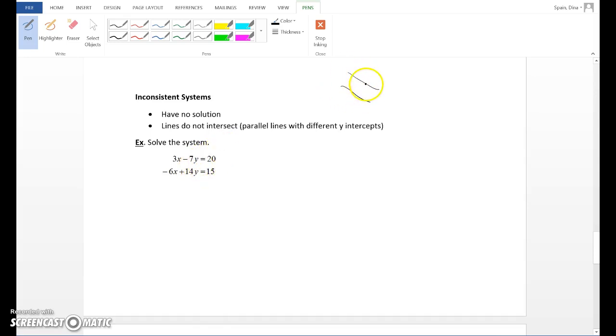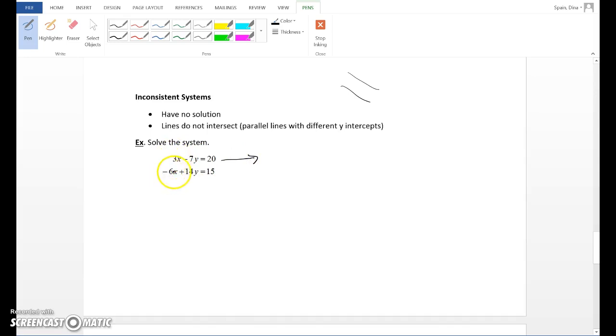Alright, so let's see what it looks like. We're not going to graph these. We're going to solve these either by substitution or elimination. So let's try to solve this system for this example: 3x minus 7y equals 20, and negative 6x plus 4y is equal to 15. I'm going to use elimination.